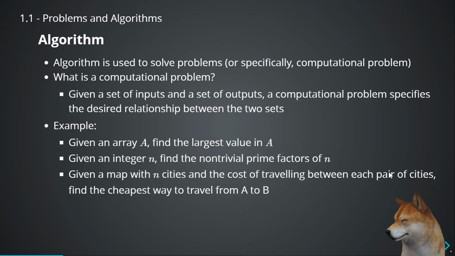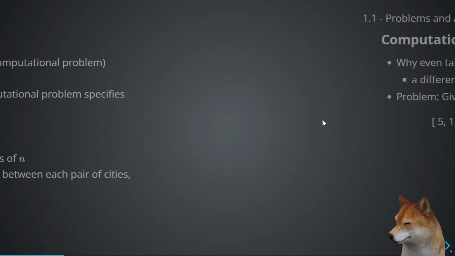And the last one is a bit more difficult. I'm going to give you a map with n cities, and I'm going to give you the cost of traveling between each pair of cities, and now I want you to find me the cheapest way to go from A to B. So you may already know that this is called the traveling salesman problem. Okay, so let's work with those three problems. Just keep them in mind for now.